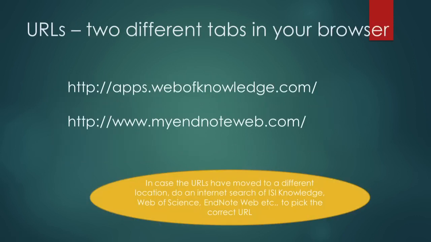The two URLs that we will require to access while we do the literature survey using Web of Science are given here, Web of Knowledge and EndNote Web, and these two URLs should be opened simultaneously in two different tabs in your browser, because we will be logging into both the portals, and we will need the information to be seen simultaneously in both the portals. And if the URLs are changed by the vendor at any point of time from now, then you need to identify the correct URLs using a web search engine, and you could do that yourself at a later point.